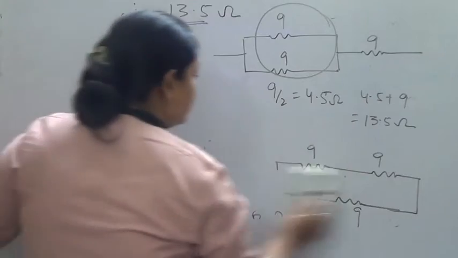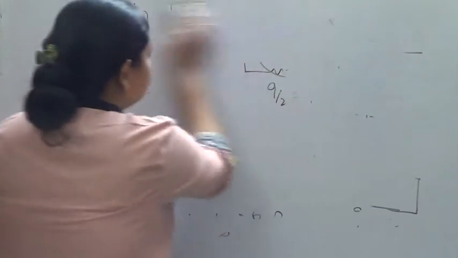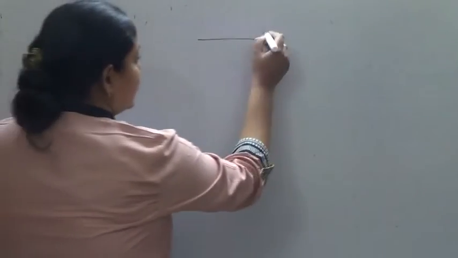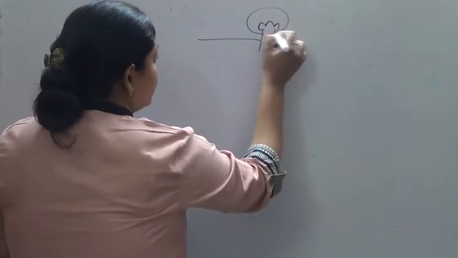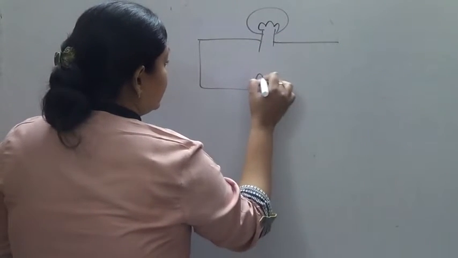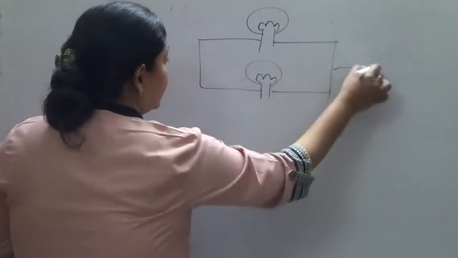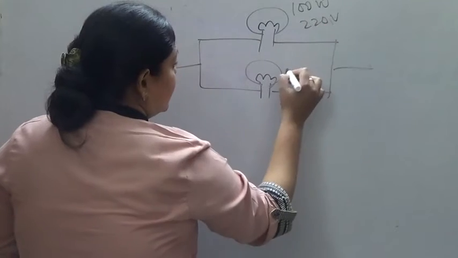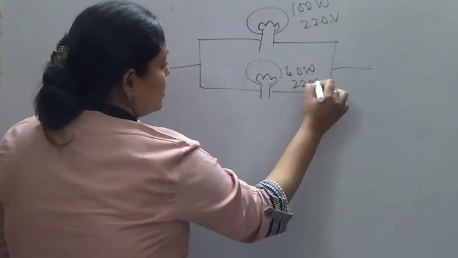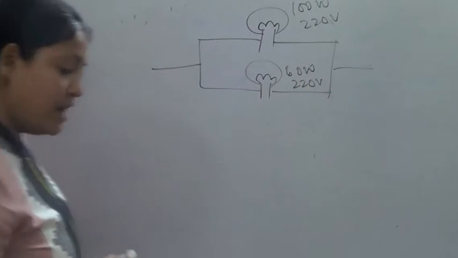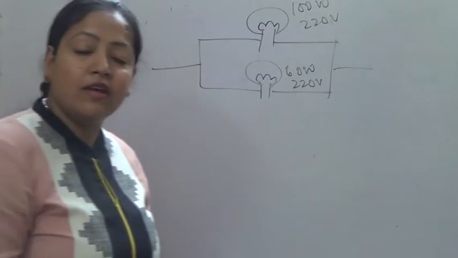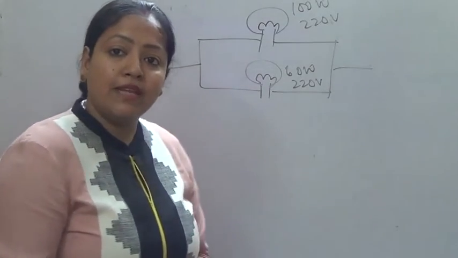So let me first draw the diagram for you. I am just roughly drawing it, two bulbs connected in parallel, and the supply is 220. Here one is 100 watt 220 volt, other one 60 watt 220 volt. Okay. Now the supply voltage is also 220, so we can do it directly. What we have to find is the current in both of these.